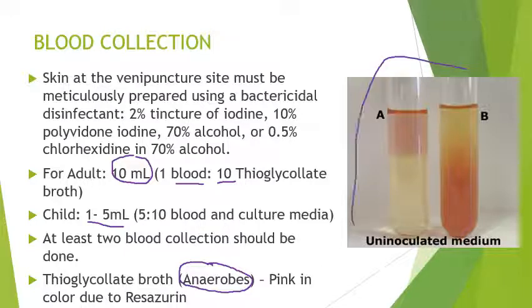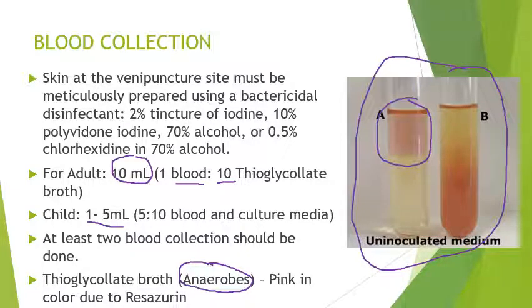This is an example of your thioglycolate, or thio. This is an uninoculated medium. The thioglycolate broth has a pink color, which is the resazurin. This indicates that oxygen has entered the medium. If the entire medium is pink due to the resazurin, you need to boil it, or place it in a water bath at 37 degrees Celsius, to drive off the oxygen.